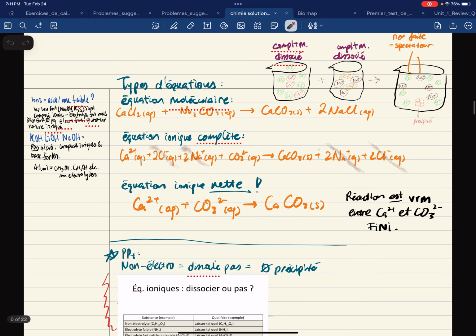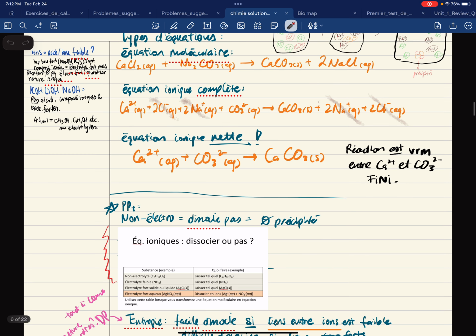Now, the type of equations. Molecular is everything that shows all the states, all the compounds, all the ions. Well, not ions, but the molecules. And here, it's really, really important to balance it. So you have to make sure that everything is balanced completely. And then you can go into ionic complete, which is dissociating everything that dissociates. So what does dissociate is all the aqueous that are électrolyte fort, so ionic compounds, or acide fort. So everything else, you keep as is, you don't dissociate them. Only dissociate the ones that are électrolyte fort.